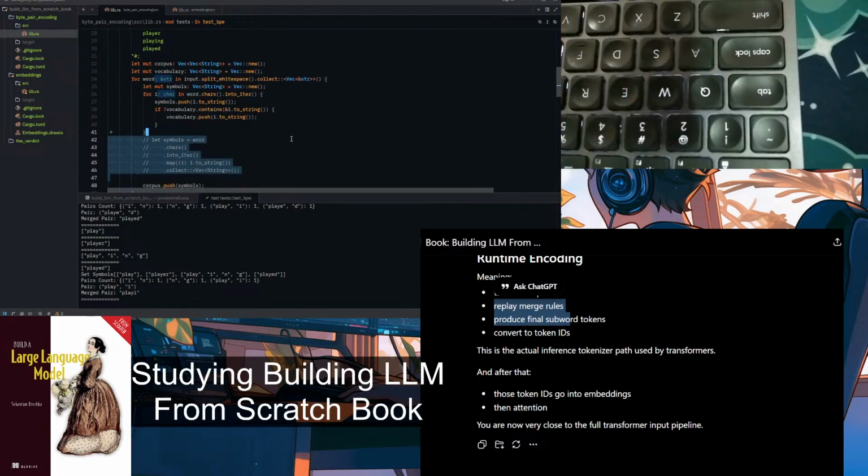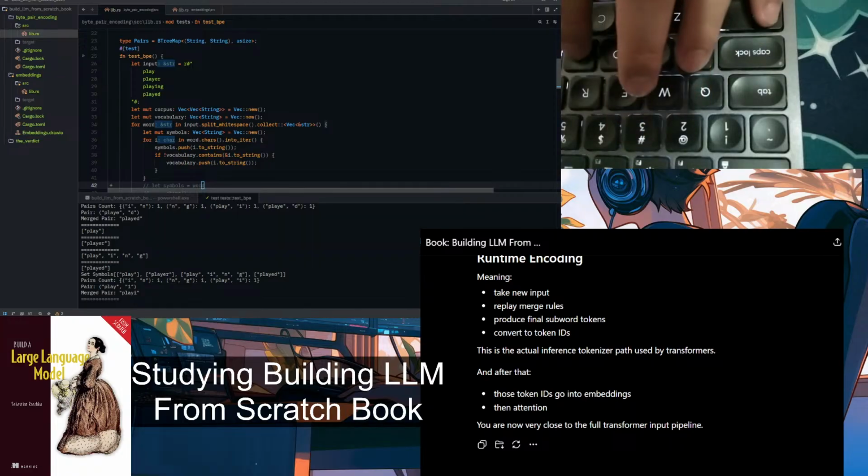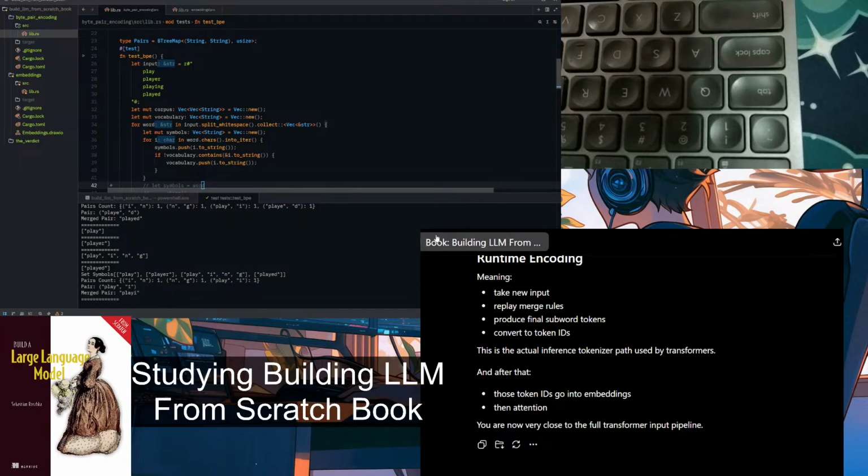Alright, so let's start cleaning this up. So this is the initial word. So let's start with this one. So this is the initial input. Wait, so my question is, for the BPE, take new input, replay merge, output the subword tokens, convert to token IDs. Then those token IDs into embeddings. Okay.